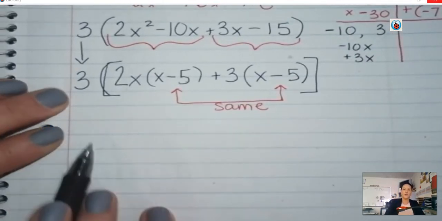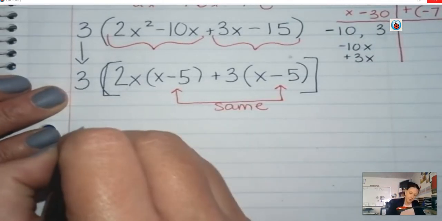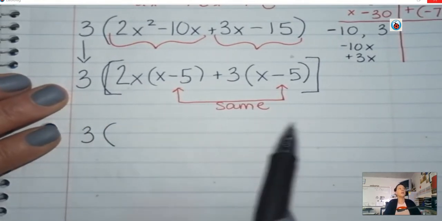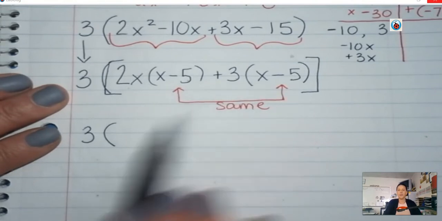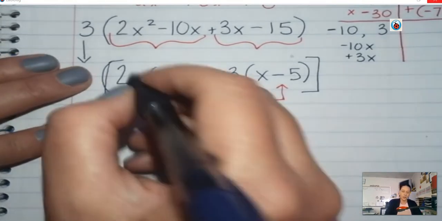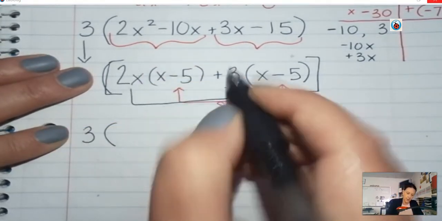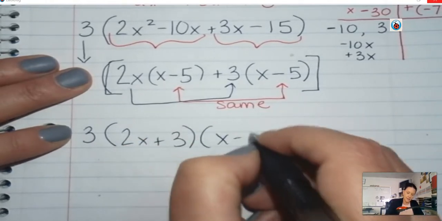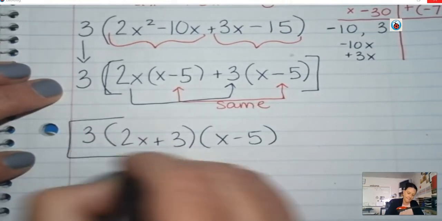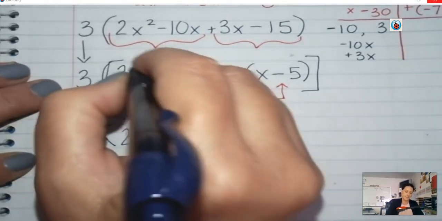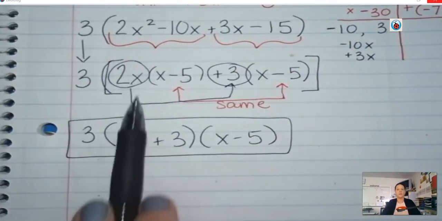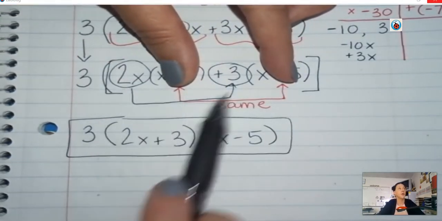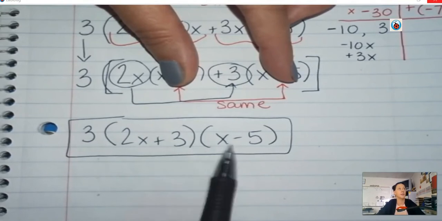So to write your final answer, don't forget your 3 in front because that's a factor still. Okay, here it doesn't matter which one you want to put. Some people like to put the x minus 5 first, I usually go with that 2x plus 3 and then the x minus 5. So the x minus 5 I pulled out, and then whatever's left is the 2x and then the plus 3. 2x plus 3 and x minus 5.